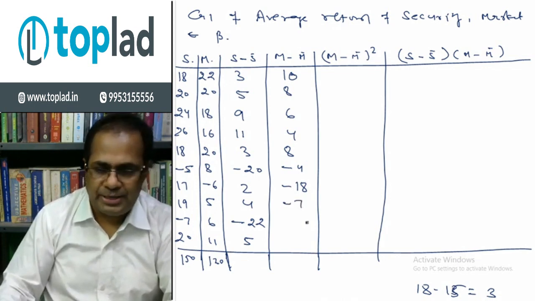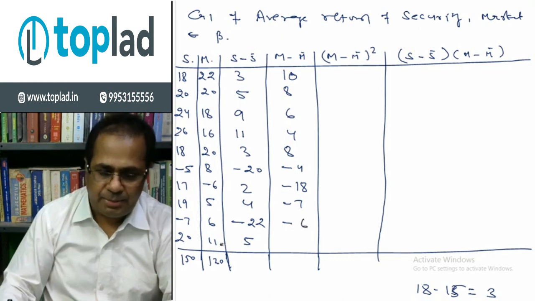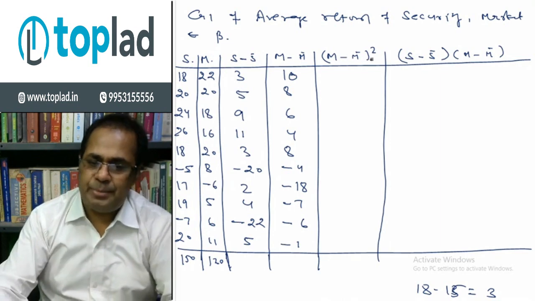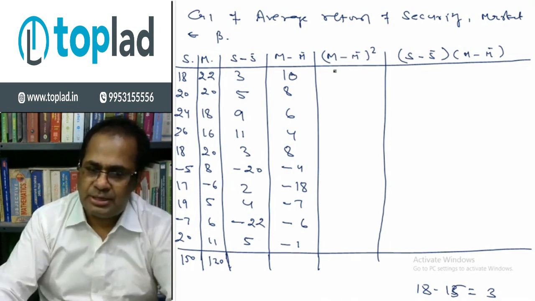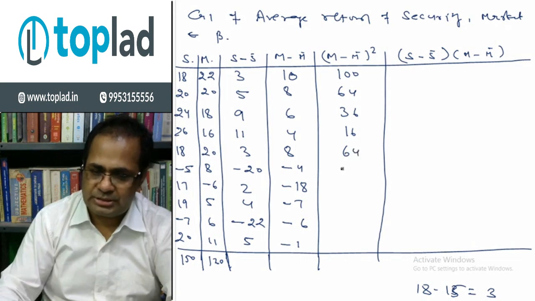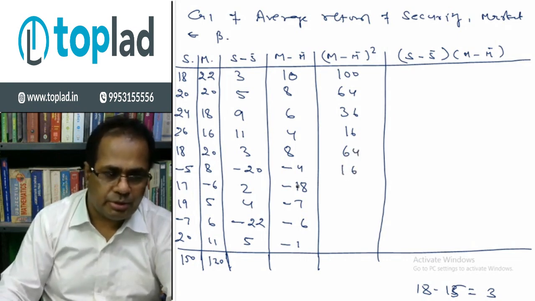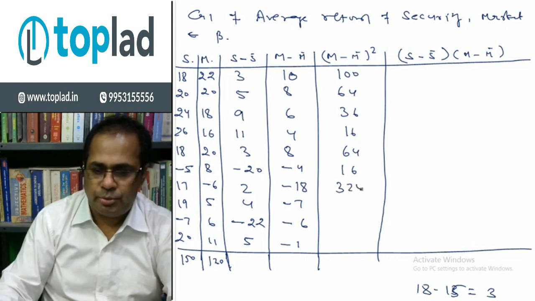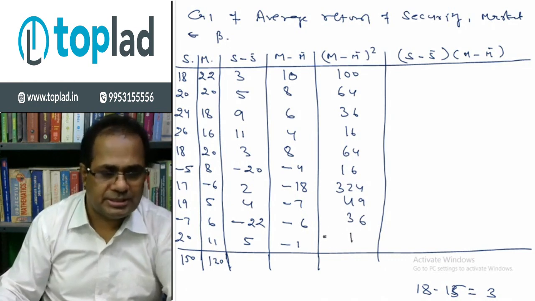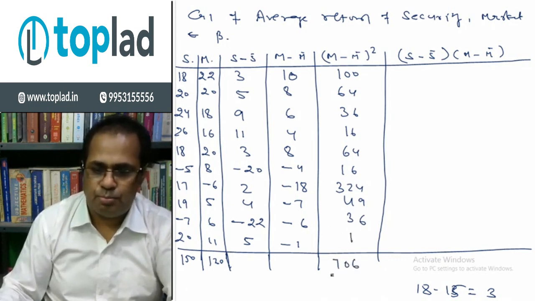6 minus 12 minus 6. 11 minus 12 minus 1. This is m minus m bar whole square, that equal to 10x square. This is 100. This is 64. This is 36. This is 4x square, that is 16. This is 64. This is 16. 18, 324. 49. 36. This is 1. The sum of this is 706.